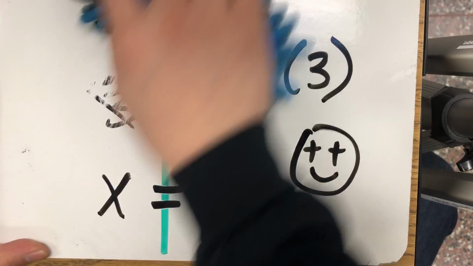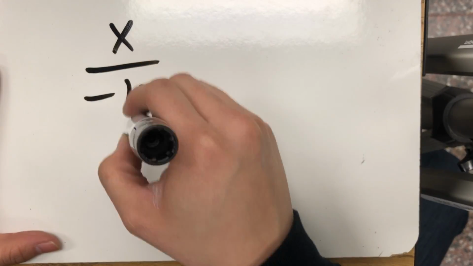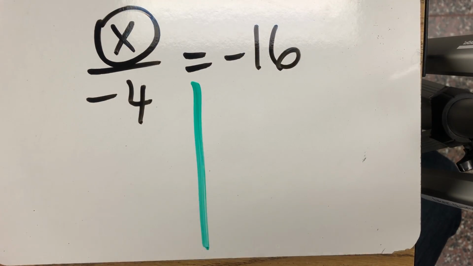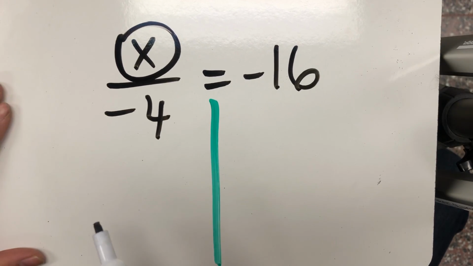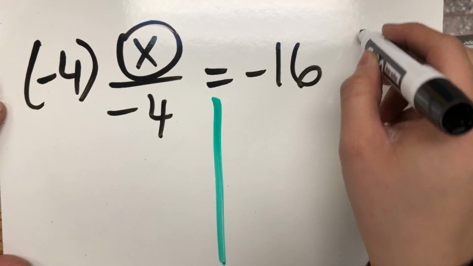All right, last problem. X over -4 equals -16. I'm solving for this x. I'm going to go ahead and split my equation into 2 halves. This x is being divided by a -4. What is the opposite of divide by a -4? Multiply times a -4.